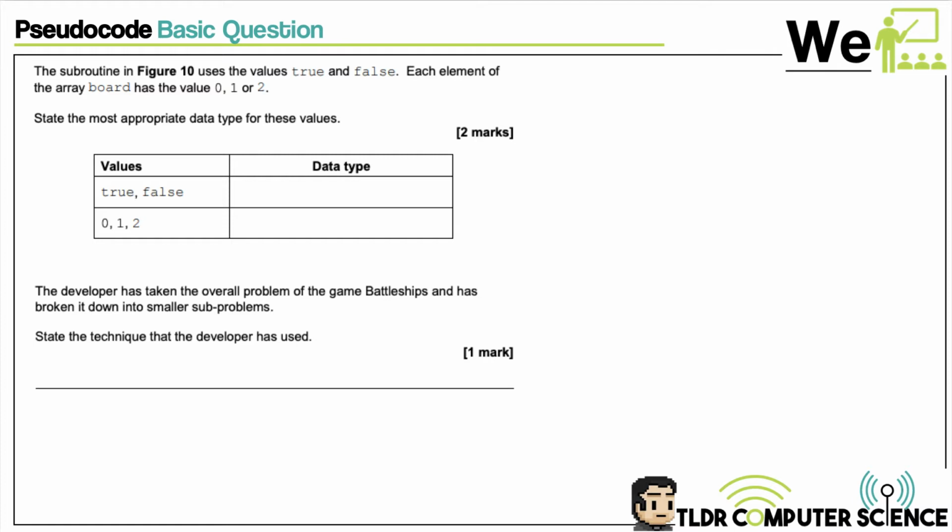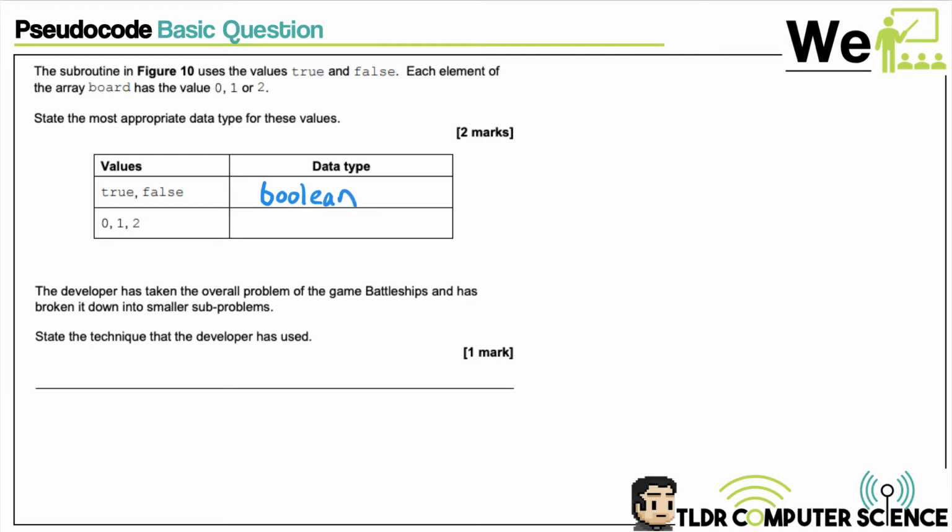If you remember, one of the crucial ideas with variables is that they belong to different data types. Now, the subroutine in figure 10, we can't see it, but uses the values true and false. So there's a certain data type that is true and false, and we'll try and remember that. And it says each element in the array board has the value 0, 1, or 2. A bit of a recap. True and false. Do you remember what that is? It's a Boolean, spelt like so.